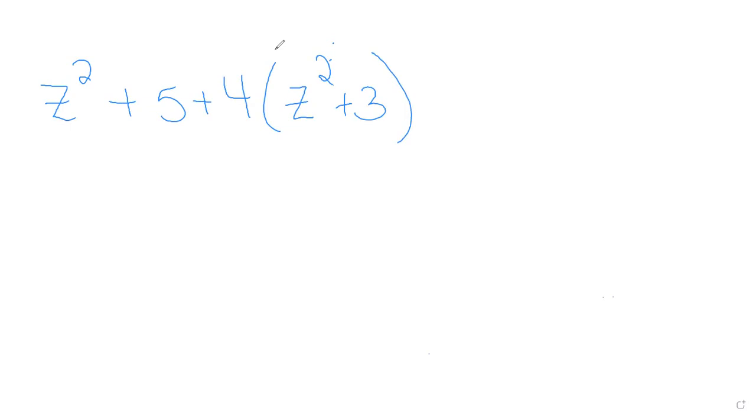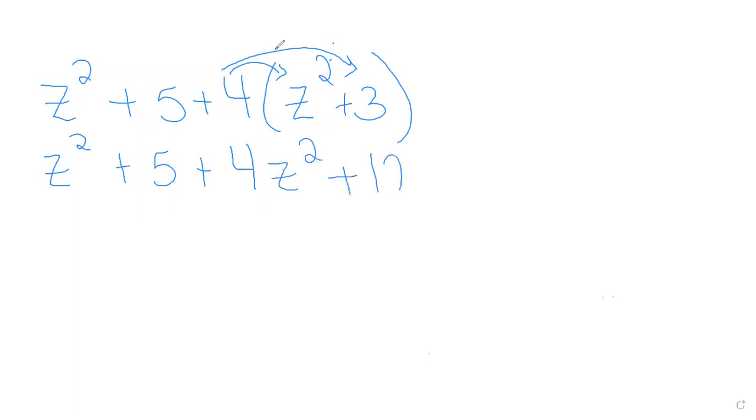The first thing that we're going to do is the same first thing that we did on the last one. Anything that has a number out in front of a parenthesis, we're going to take care of that. You'll notice that this z squared plus 5 doesn't, so we're just going to bring that down. But now we have this 4, and it is going to have to distribute to these two things. So 4 times z squared is just 4z squared. 4 times 3 is 12.